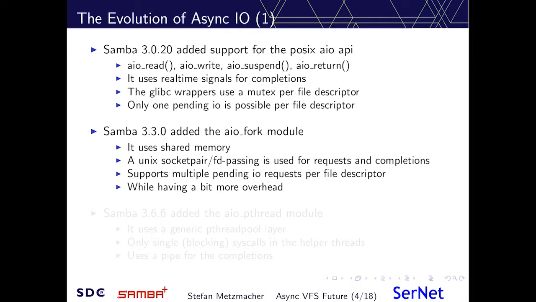The AIO fork module uses shared memory, one shared memory region per child process. It forks a handful of children and then communicates with them over socket pairs with FD passing. The main process sends requests and gets the completions over that channel. And because it's a socket, we can plug that into our event loop nicely without signals. That supported multiple pending operations on a file descriptor, but as you can imagine, having to fork and doing the passing via the kernel adds a little bit of overhead. But for really slow file systems, it was better to have that instead of doing everything synchronously.